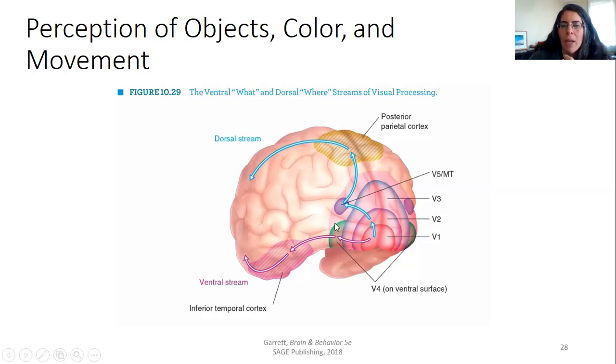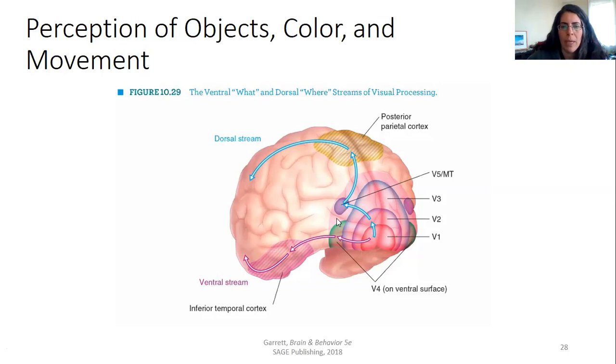Here we have area V4. V4 is important for processing color information. And here we have area V5 or MT, medial temporal, that plays a role in processing movement information. Okay.